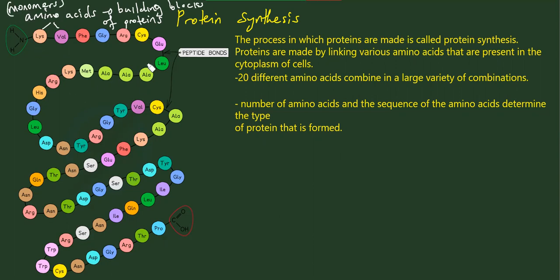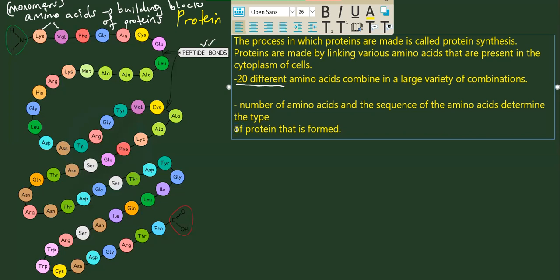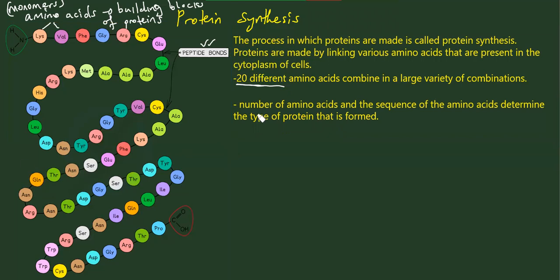Then we need to look at how these amino acids are arranged. They are linked together by what you call a peptide bond. You must remember the bond that links up amino acids. We have 20 different amino acids that combine in different sequences to form different proteins, giving us a variety of proteins. The number of amino acids and the sequence of these amino acids determine the type of protein that we are dealing with.